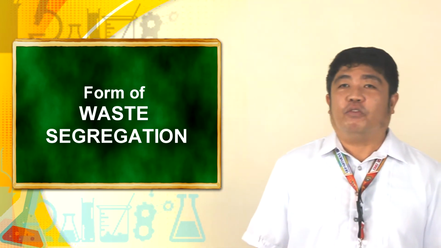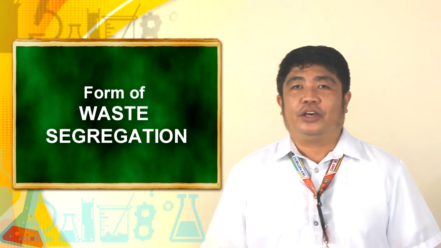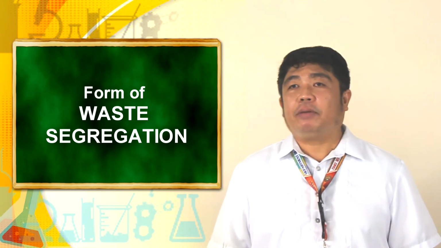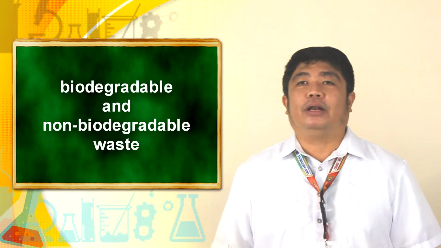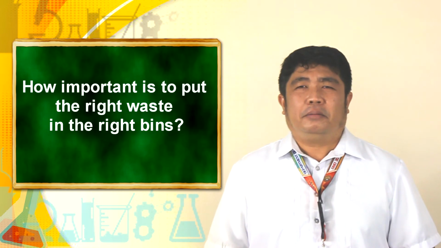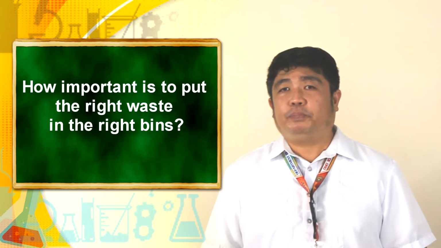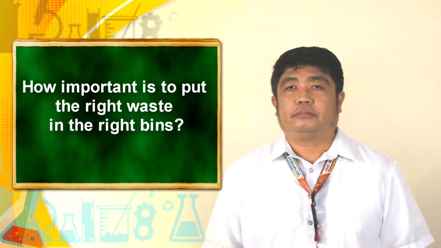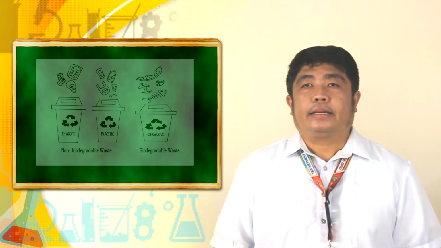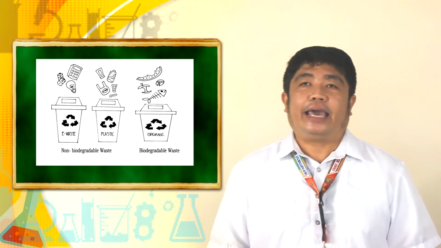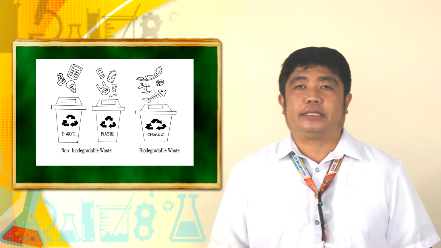Most places you go have some form of waste segregation. Your classroom and homes may have a bin for biodegradable and non-biodegradable waste. But how important is it to put the right waste in the right bins? The picture shows how to segregate decaying and non-decaying materials.